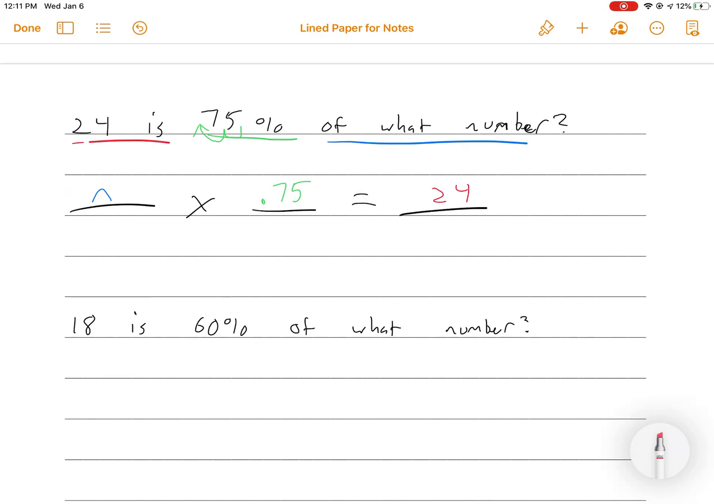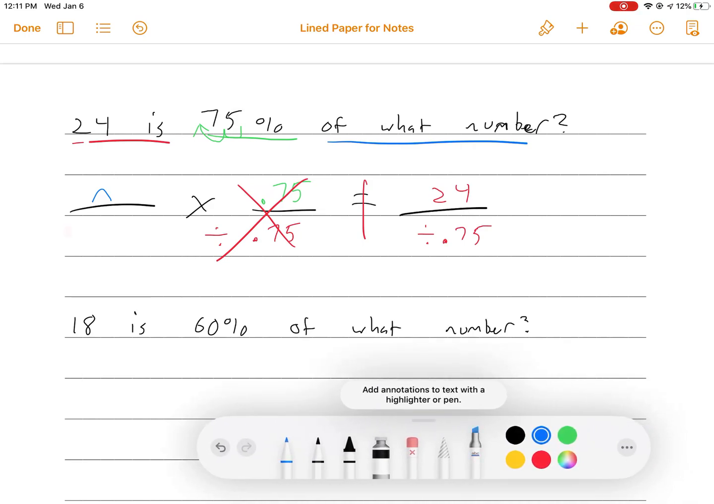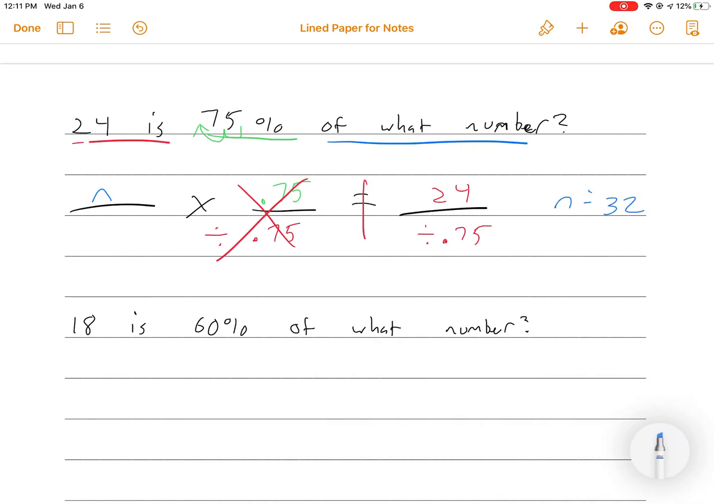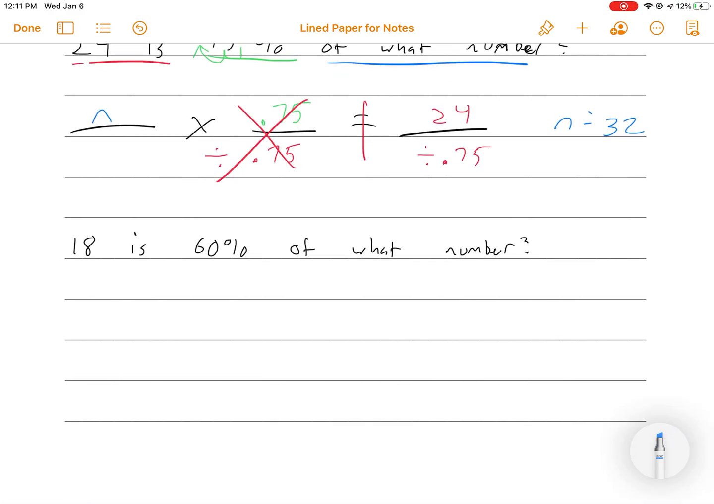All right, so now I have my variable, and this looks a lot more like the easier to work with equations. It looks a little more familiar, because all I have to do is draw my line, divide by 0.75, divide by 0.75. 0.75 divided by 0.75 is going to cancel. And then all I have to do is find 24 divided by 0.75. If I plug that in the calculator, that should get me an answer of 32. So 24 is 75%, or 3/4, if you remember, of 32.